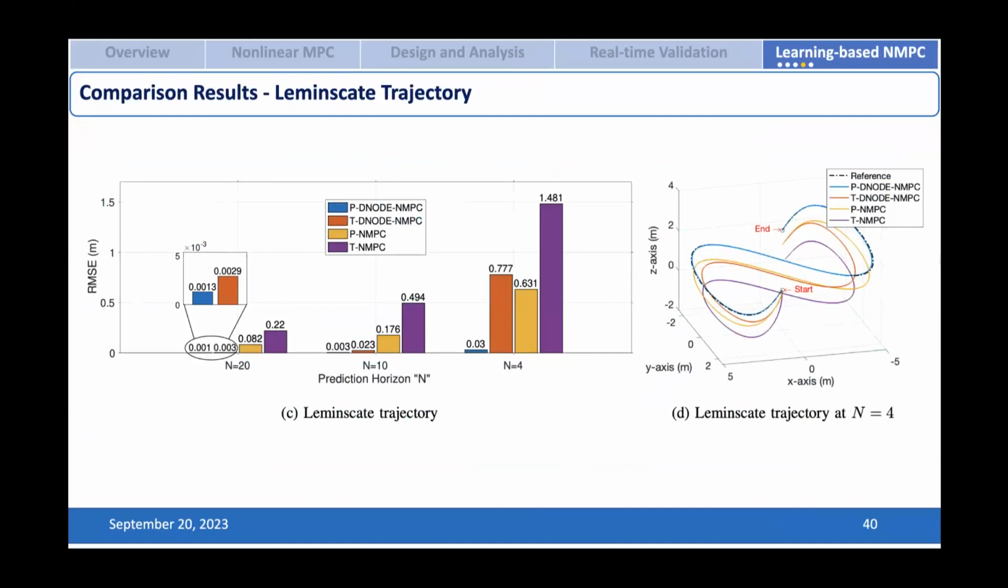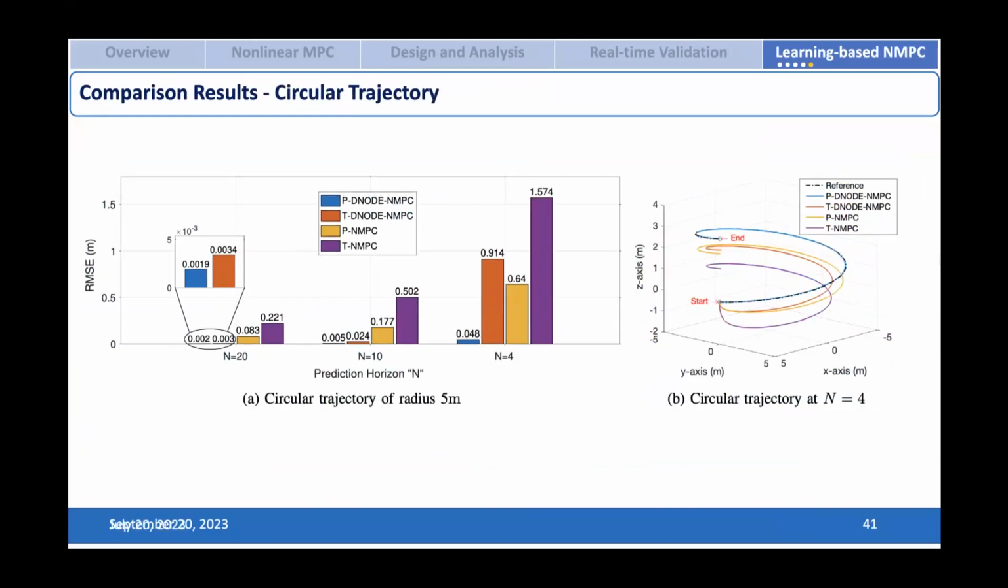So in this case, we can see that of the 4 controllers, the proposed neural ODE one is the best for this trajectory control problem. As we can see, the blue one converges with the trajectory tracking. However, the others fail, especially at lower prediction horizon. The same holds for different shapes of the trajectory. We can see that the proposed one still beats all the other controllers. And that's it. Thank you for joining.